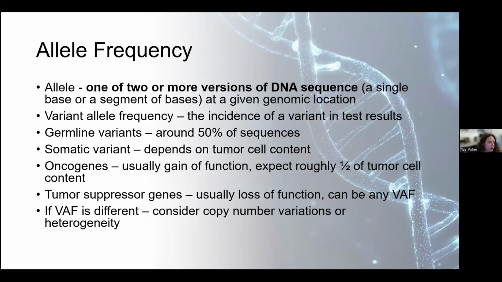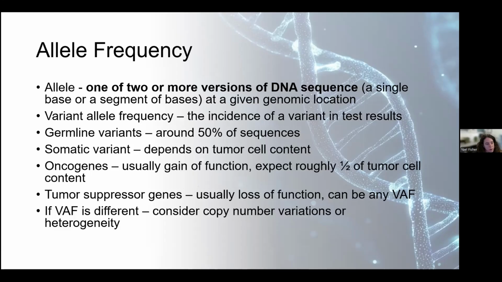Another term you're going to find on molecular reports is the allelic frequency or variant allele frequency. An allele is one of 2 or more versions of a DNA sequence. It can be a different version in one single base or in a segment of bases, but it's always at the same given genomic location. So an allele is a different copy of the DNA, essentially. When we're talking about somatic variants, we would like to know the variant allele frequency, which is the incidence of a variant in our test results.